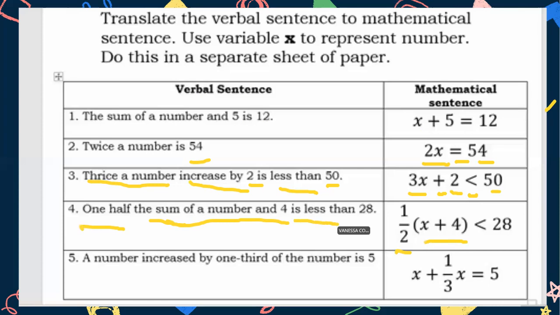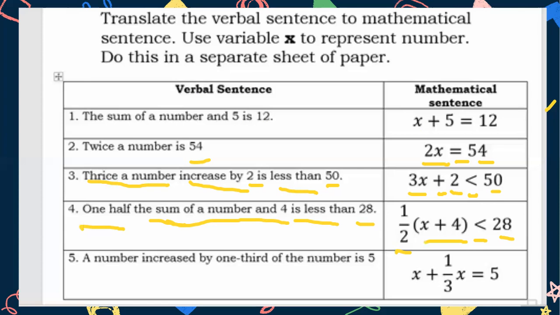When we say less than, ang kanyang open mouth papunta sa kanan. So it means the symbol is this one. Is less than 28. So that is 28. The mathematical sentence, 1/2 multiplied by x plus 4 is less than 28. Alright, so that is number 4.